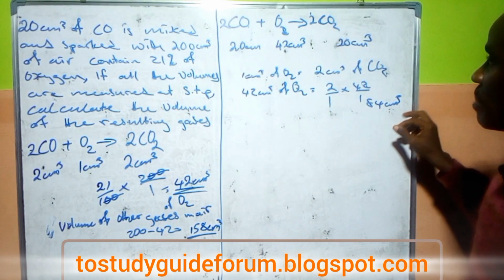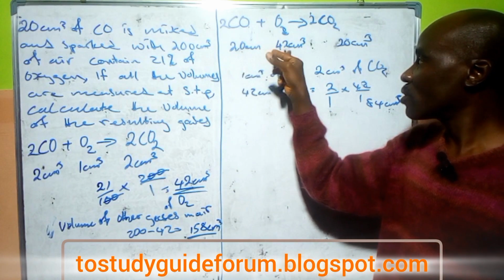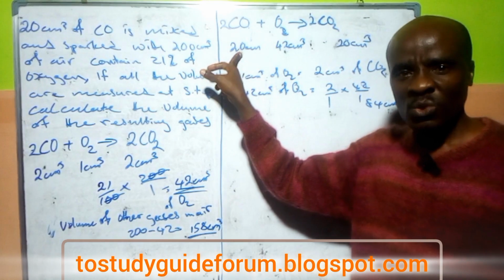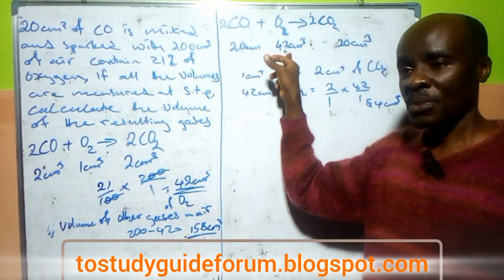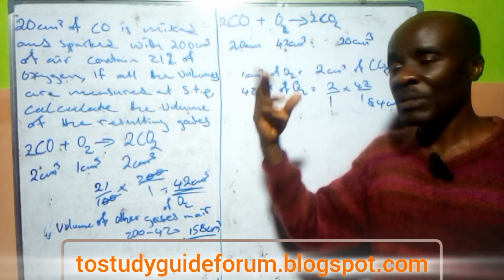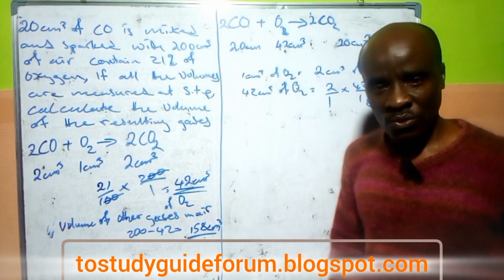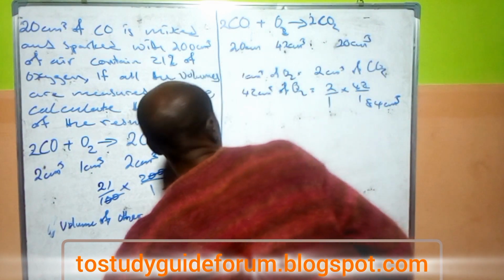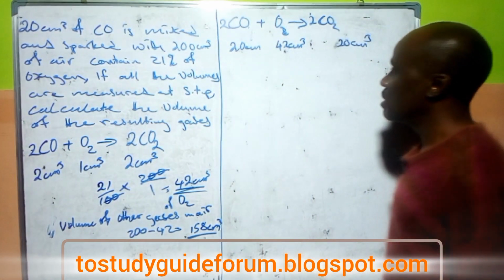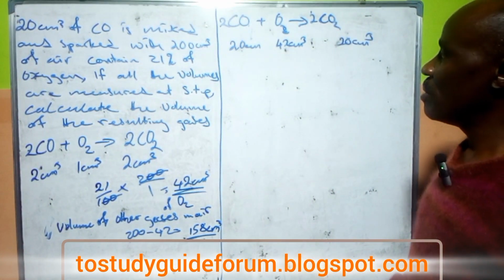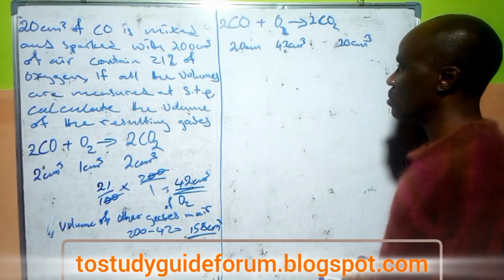So that means for this reaction to take place, we need to find out the volume of oxygen that will burn completely 20 cm cube of what? Carbon 2 oxide from here. And if that happens, it means that there will be some excess oxygen remaining. So that is what we're going to find out. Let's see how we're going to do this. Let's go together. Now we'll find out the limiting and the excess. The limiting one is what? Carbon 2 oxide. So let's see what we can do.